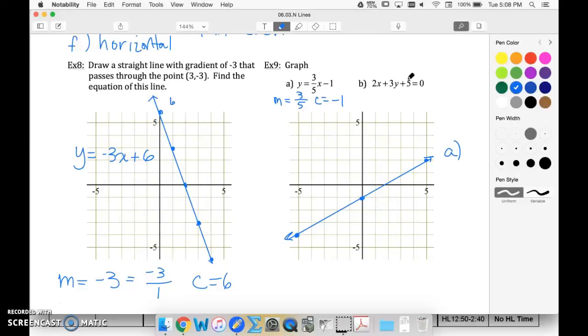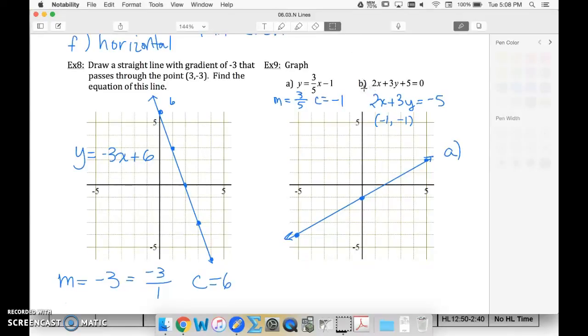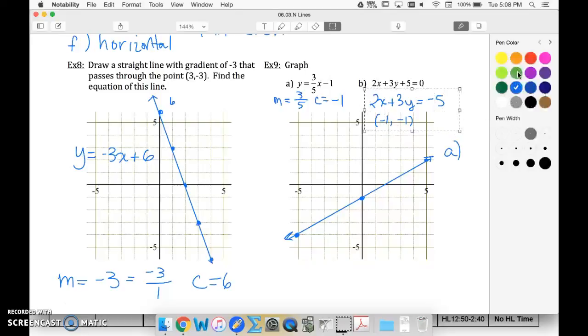So the first thing I'm going to do is move my 5 to the other side. 2x plus 3y equals -5. Well, I know that 2 plus 3 is 5, so that means -2 and -3 must equal -5. So that must be one point on my line. I'm going to switch my color here. Let's make this one green.